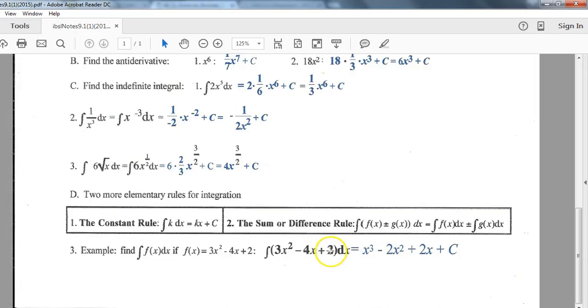And then lastly, think of this as 2x to the 0. So we're going to add 1 to that and get 2x to the first over 1, which gives you this as your last term. And then as always, don't forget the plus c at the end of all that. And we got our family of functions.